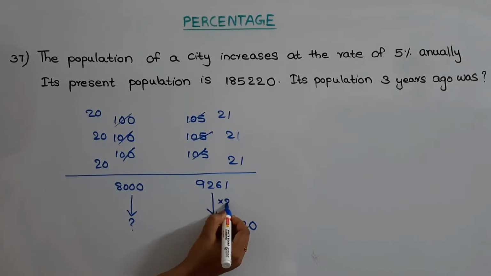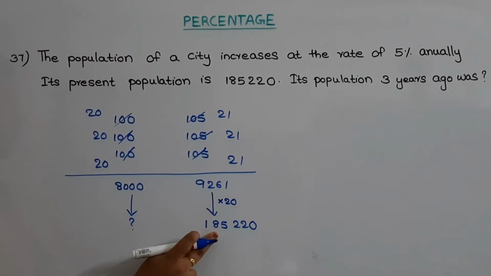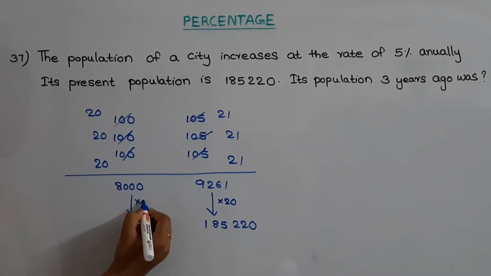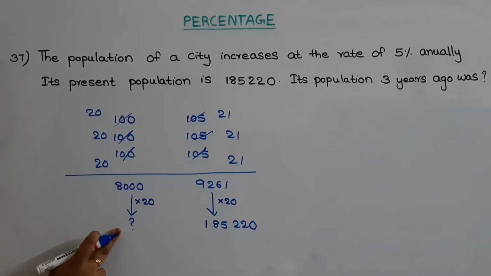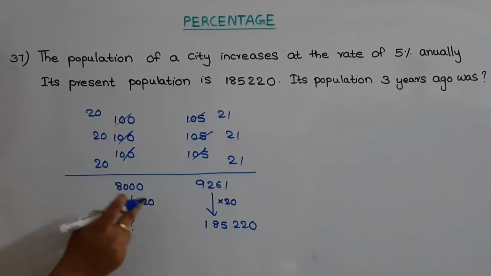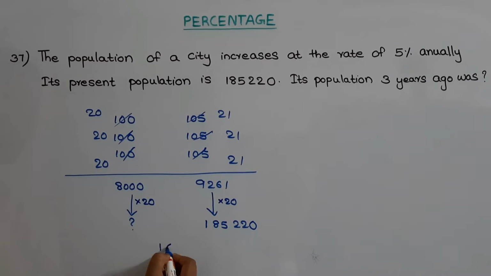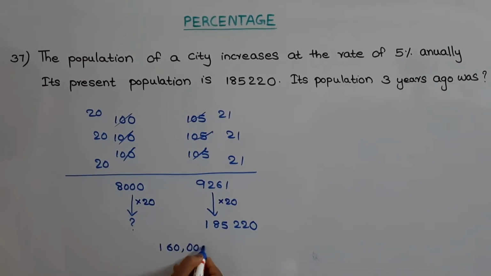This we can find out by cross multiplying, or 9261 into 20 will give you 1,85,220. So if you multiply this 8,000 by 20, you will get this value. So the population 3 years ago will be 8,000 into 20, that is 1,60,000. So this is the answer.